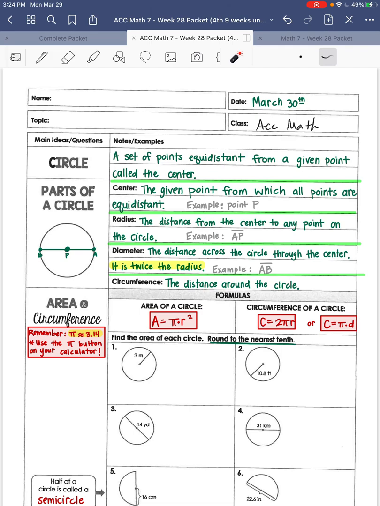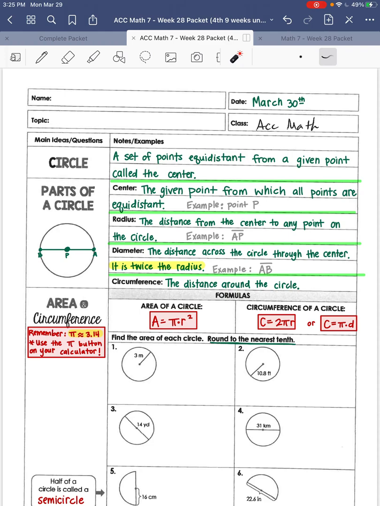Now the circumference is the distance around the circle. So think of the circumference as the same thing as perimeter for a square, but it's the perimeter of the circle. It's the distance all the way around the circle.